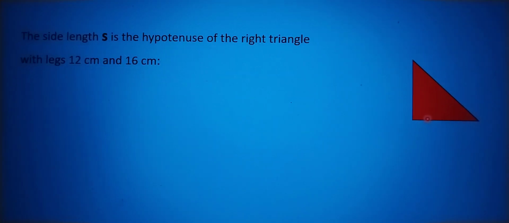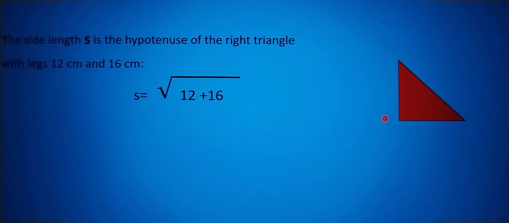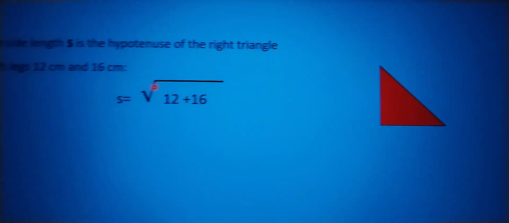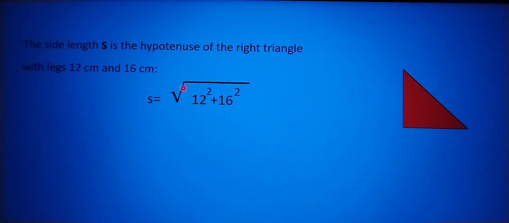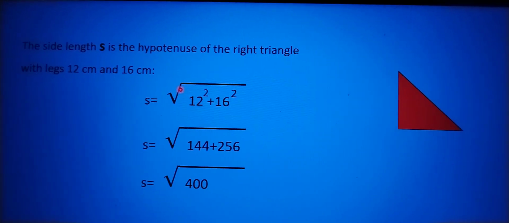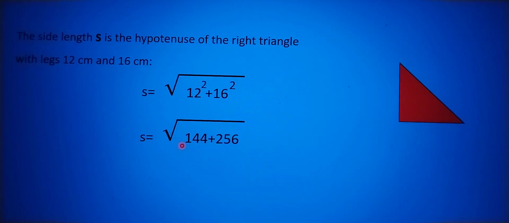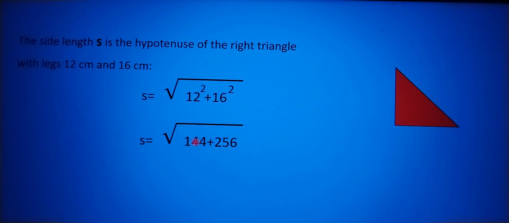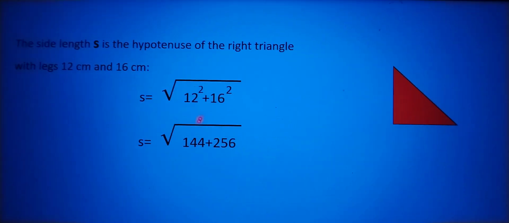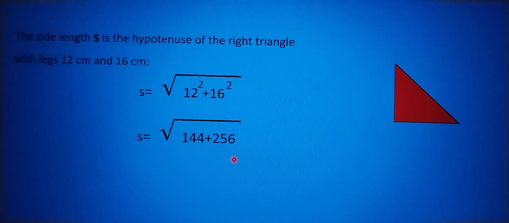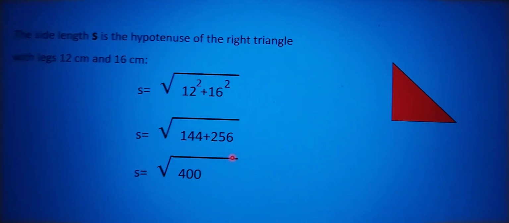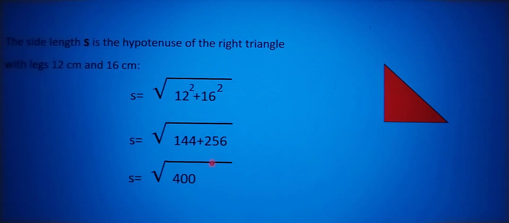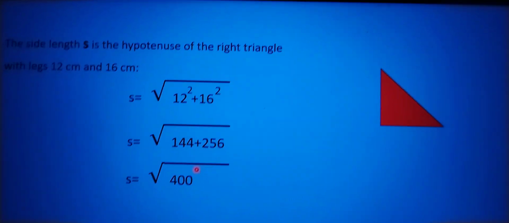So we're going to use the Pythagorean theorem. So side is equal to the square root of 12 squared plus 16 squared. So they will both be squared first. So side is equal to the root of 144, because 12 squared gives us 144, plus 16 squared, which gives us 256. So the side is equal to the root of 400. 144 plus 256 gives us 400, and it will be put in a radical.